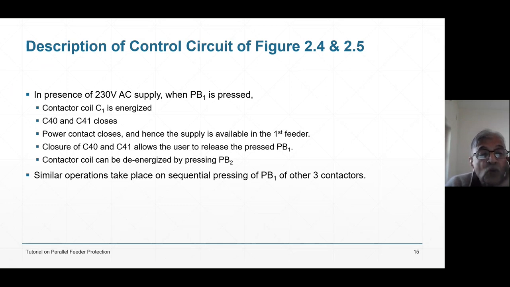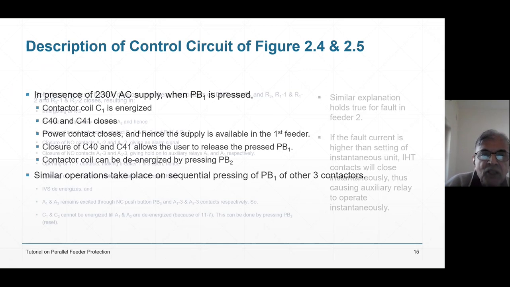That is what a teacher can do. When C40, C41 closes, it will give a hold on path to the push button, because the push button is going to be released, right? And if you push PB2, then you can de-energize the circuit, right? And then you have to have a reset push button to reset the auxiliary relay. So like that, there are 3 push buttons in the experiment, right?